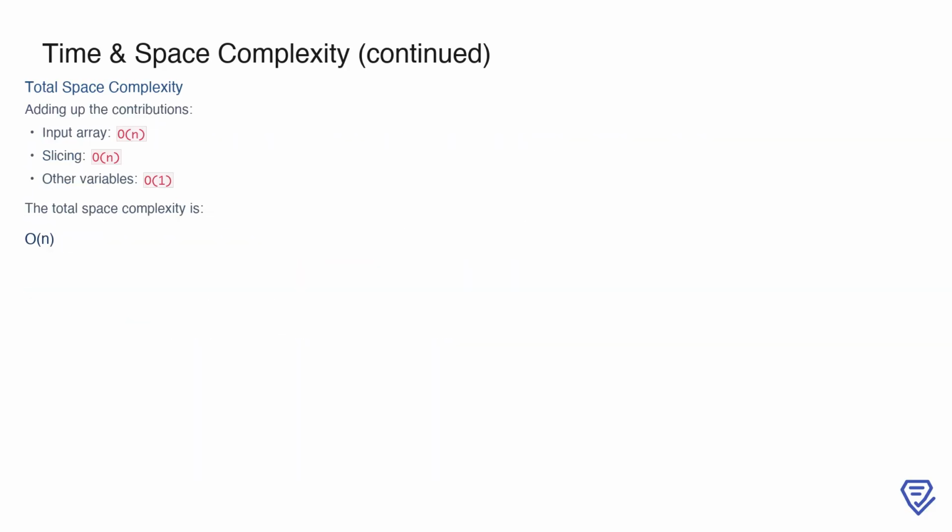Adding up all the space contributions, we find that the input array requires O(n) space, and the slicing operation also adds O(n). The auxiliary space used during sorting is negligible at O(1), and other variables are constant in size. Therefore, the total space complexity is dominated by the input array and the resulting slice, which both scale linearly with the size of the input. This leads to an overall space complexity of O(n).